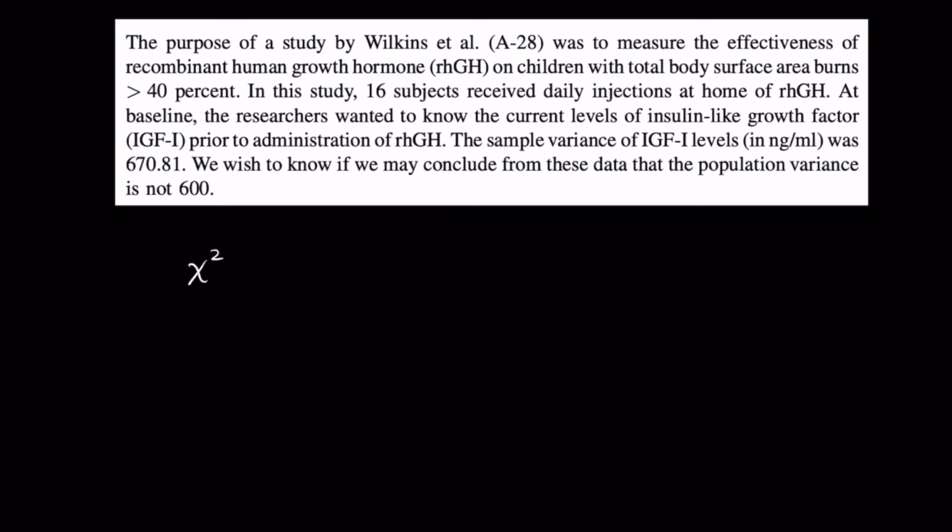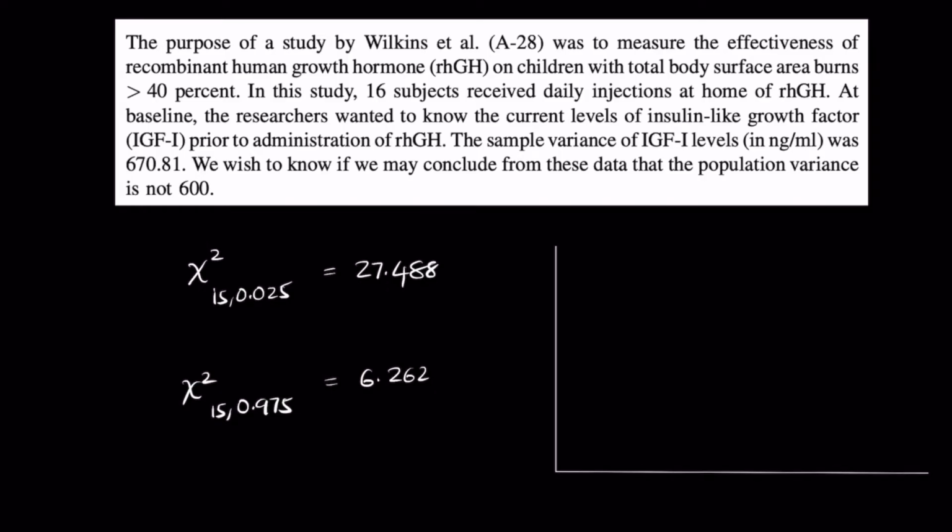So these values are going to be chi-square of 15, 0.025 and chi-square of 15, 0.975. The values that we have here are going to be 6.262 and 27.488.